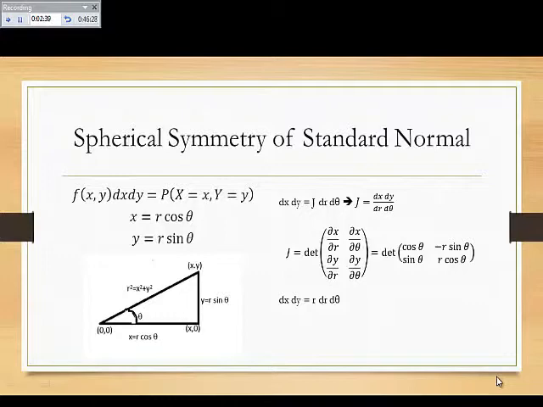And if you just look at x equals r cosine theta and y equals r sine theta, you can do the differentiations. So partial x with respect to r is just cosine theta, partial x with respect to theta is minus r sine theta, because cosine differentiates to minus sine, partial y with respect to r is just sine theta, and partial y with respect to theta is r cosine theta. And when you take the determinant, it's r cosine squared plus r sine squared, so you just get r. So the crucial formula here is that dx dy is equal to r dr d theta.